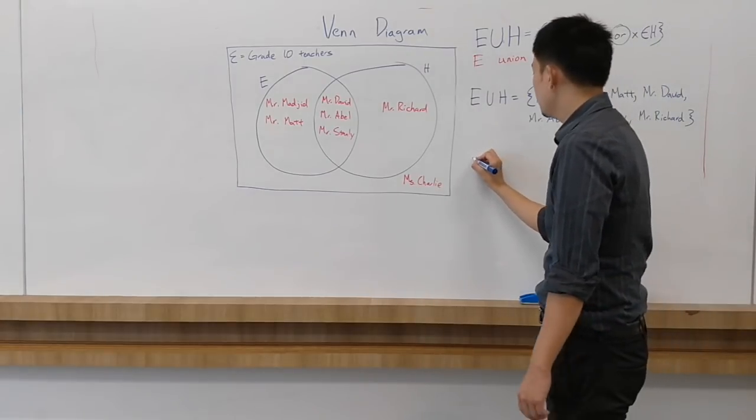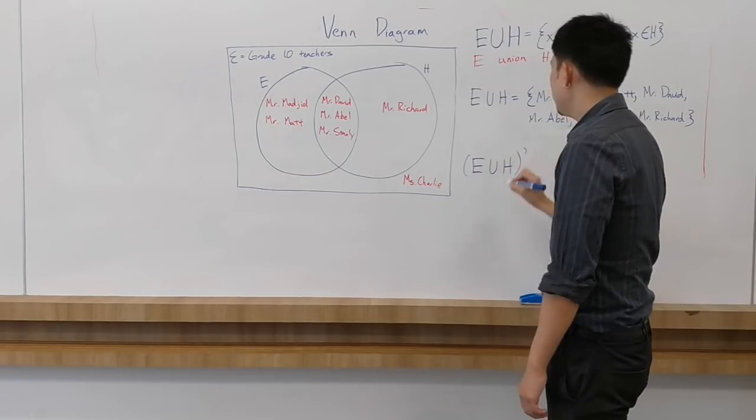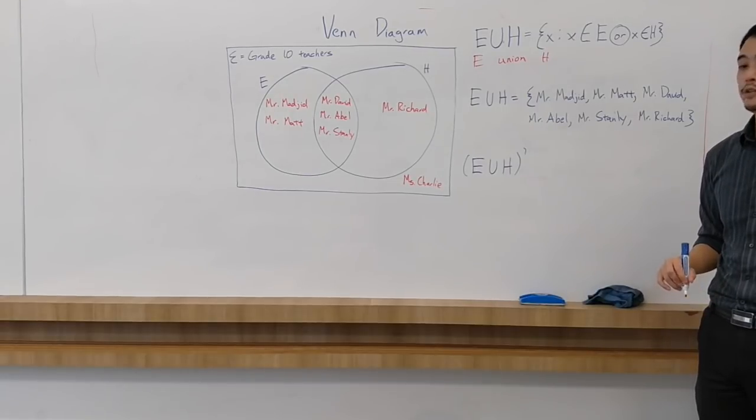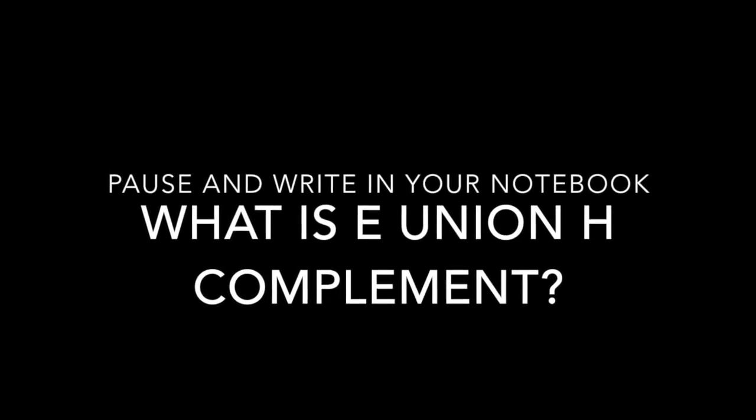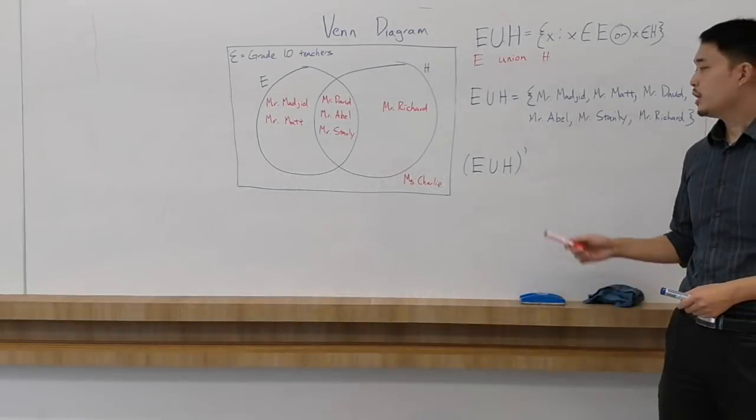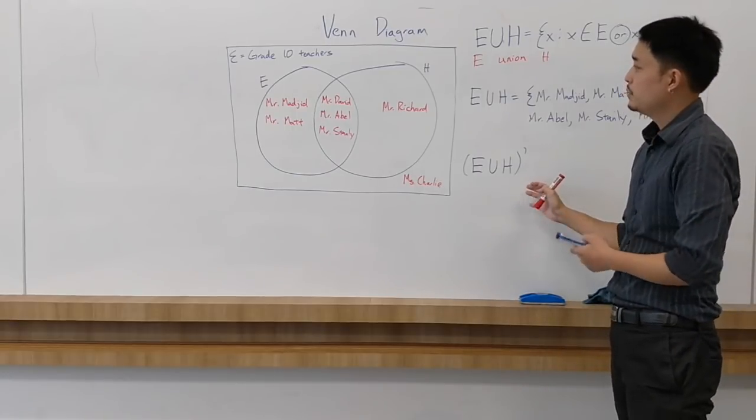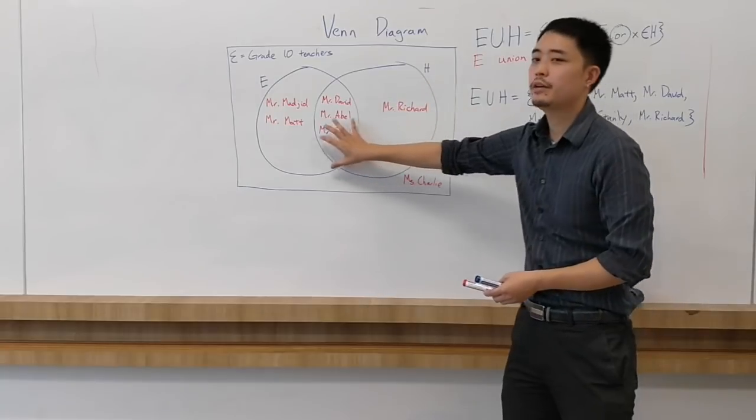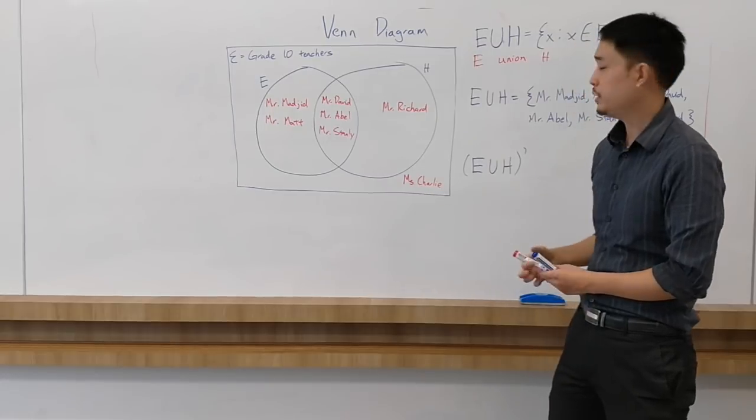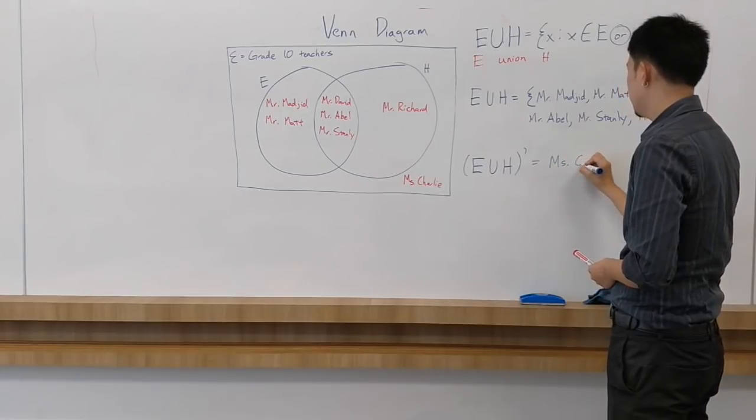Now, as a quick check, if I said E union H complement, right? Not E union H. What would that be? Take a minute and pause and think about it. Okay, so in the example E union H complement, as in not E union H, well, that basically says everything that's not inside of E or H. So in this case, all we have outside of the bubbles is this Charlie, right? So this set E union H complement would be this Charlie.